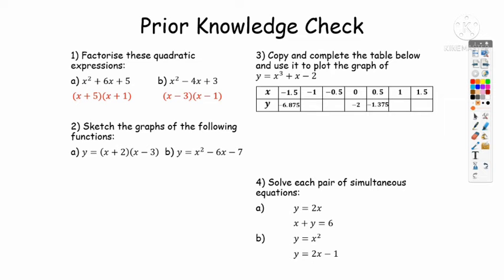Sketch the graphs of the following functions. So we've got y equals x plus 2 and x minus 3. Graphing that, you want to find what shape of the curve it is, the roots of the curve, and where it crosses the axes. So these are the roots where it crosses the axes. Solving this equation equal to 0. I'm finding the minimum point, which is here.